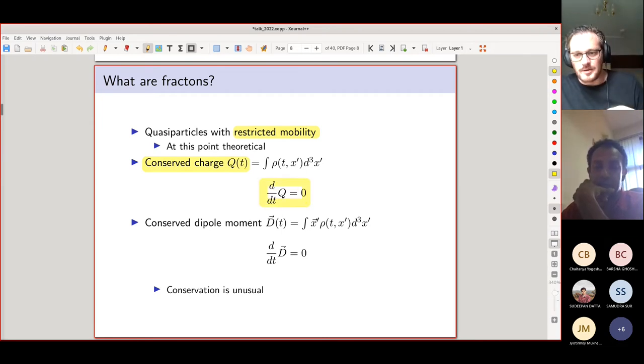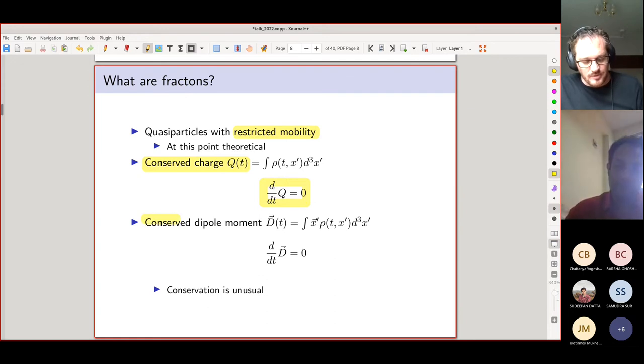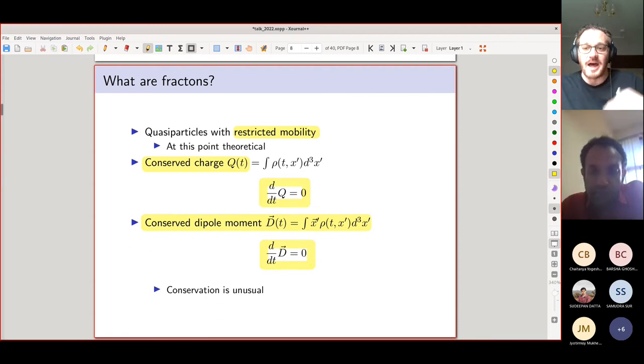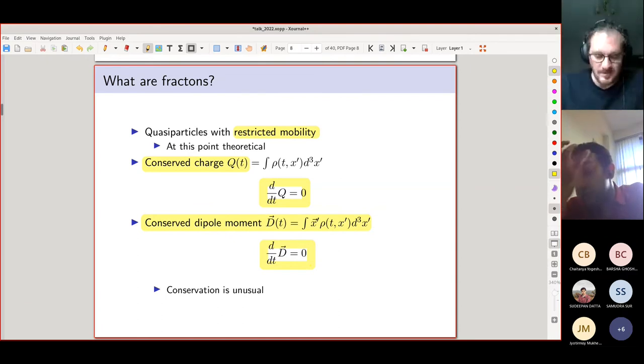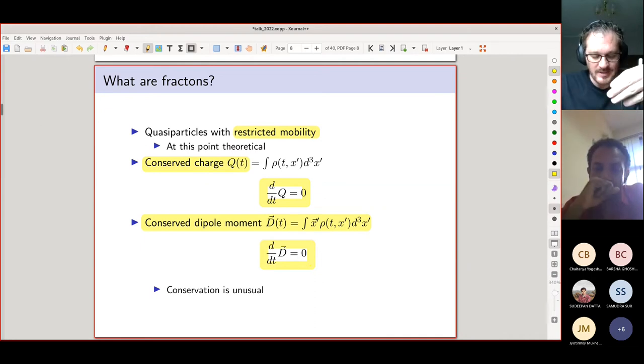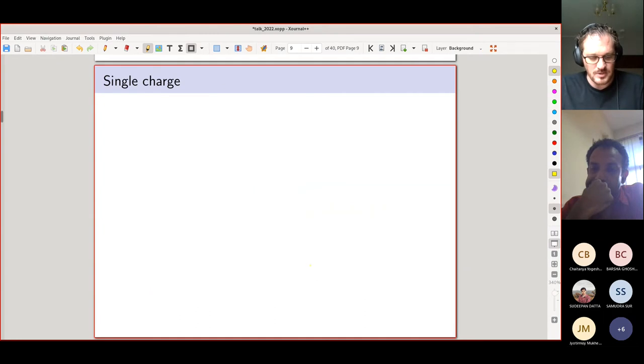But they have something additional, which is something unusual, and this is a conserved dipole moment. Let me say that it's not unusual to have a conserved dipole moment. What is really interesting, and some of it can be traced back to this kind of conservation law, is the consequences with regard to it. So let's try to understand these consequences with some very simple examples. And with that, let's start with just a single charge and see what these conservation laws tell you.